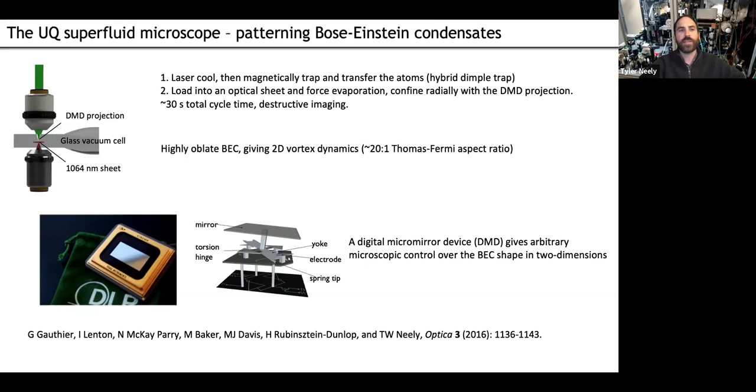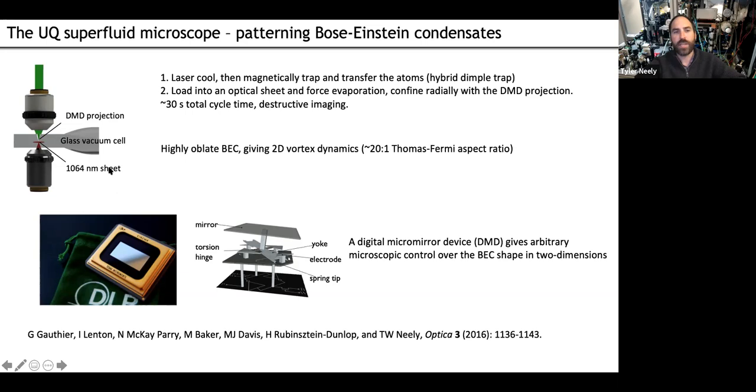And so we use a far off resonant optical dipole trap that consists of two beams. One of those is a Gaussian beam, which has been shaped into a light sheet. So that's something that's very tightly focused vertically and then has a much larger extent in the horizontal plane. On top of that, we use a digital micromirror device, which is a spatial light modulator that's in most overhead projectors anymore. This allows you to make a binary pattern and then you just send this through a microscope objective and you get a pattern projected to where the atoms are sitting.